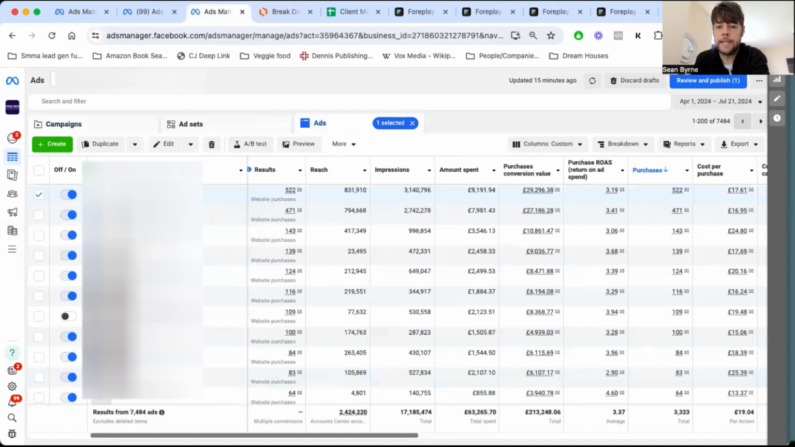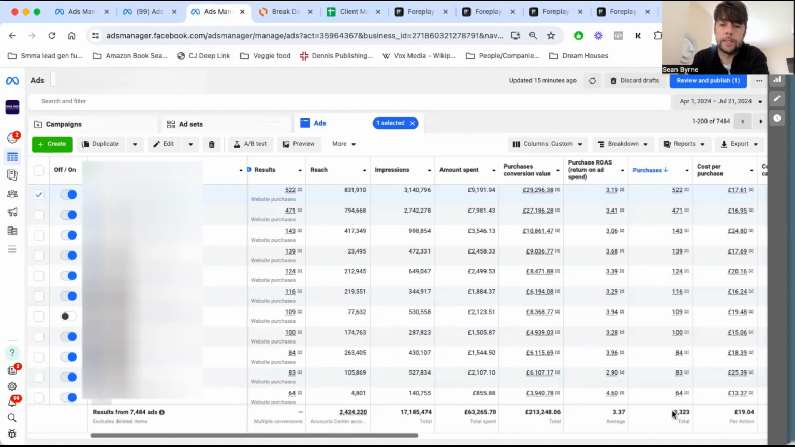63,265 in ad spend, 213,248 of revenue generated. Okay, the purchase conversion value, and the ROAS then again was 3.37. Total orders in this period increased, of course, from the last period.